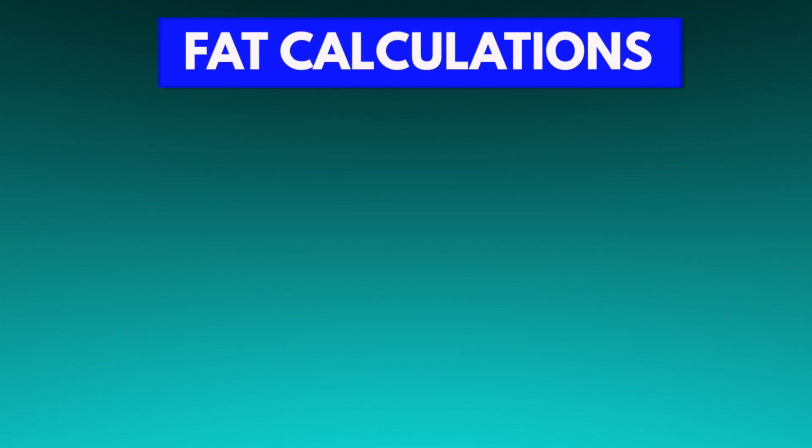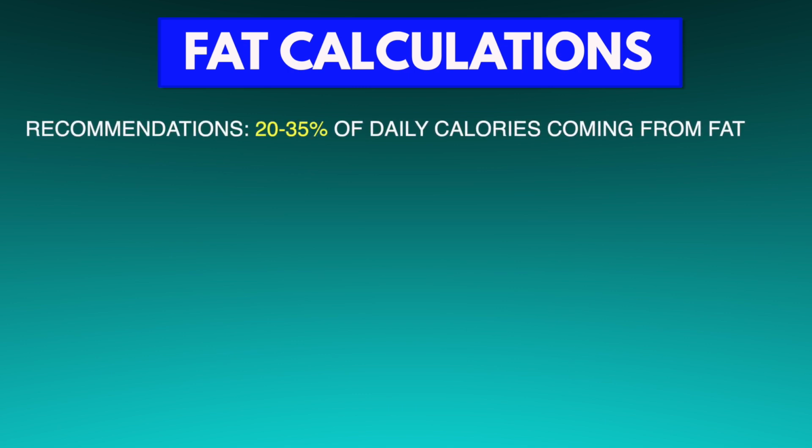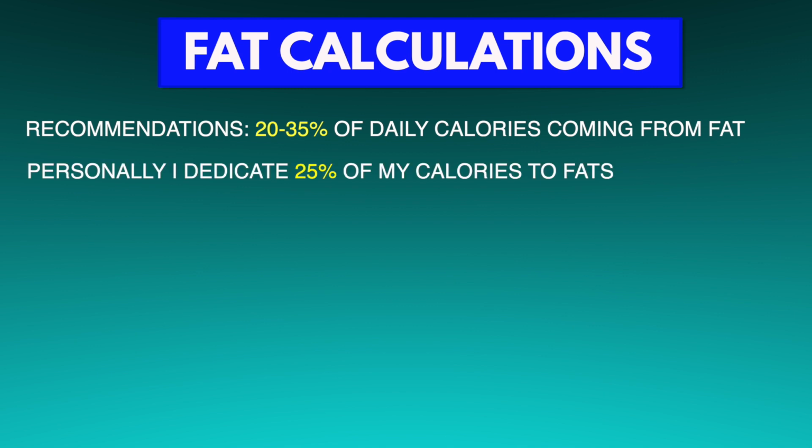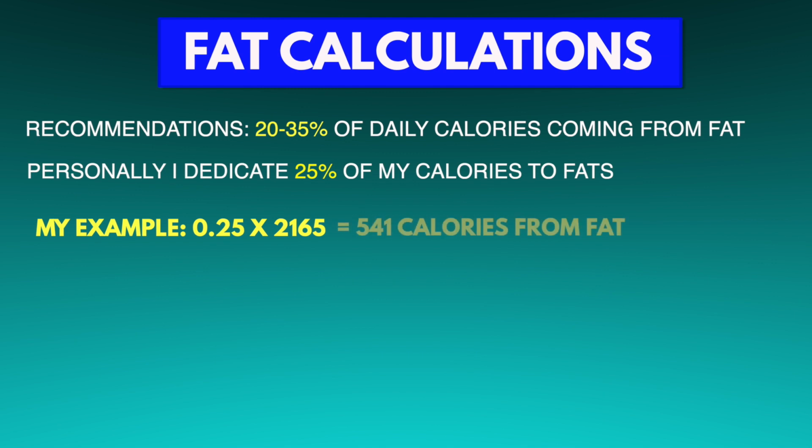So what I usually recommend is eating around 20 to 35% of your daily caloric intake should be allocated to fats. So that many calories, 20 to 35% of your total calories for the day should be coming from fats. What I usually take personally is around 25% of my calories, okay? So what I would do is take 0.25 times my daily calories, which we said was 2,165, if you recall, and that's gonna equal 541 calories that are coming from fats.